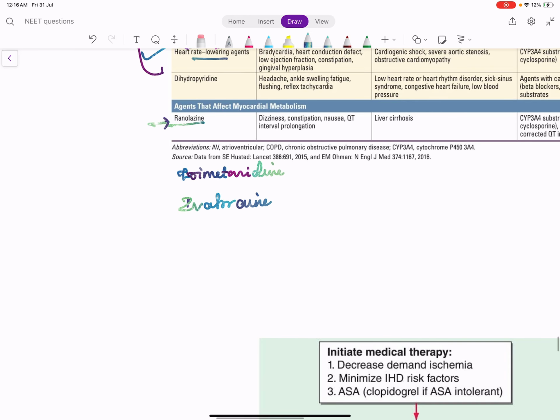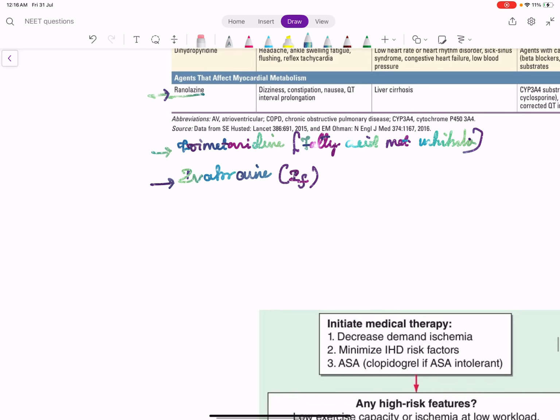Second line drugs are ranolazine, trimetazidine and ivabradine. We discussed ivabradine is a funny current inhibitor. Trimetazidine is a fatty acid metabolism inhibitor. Ranolazine is a vasodilator. So these are second line drugs. Just introducing you to the concepts.